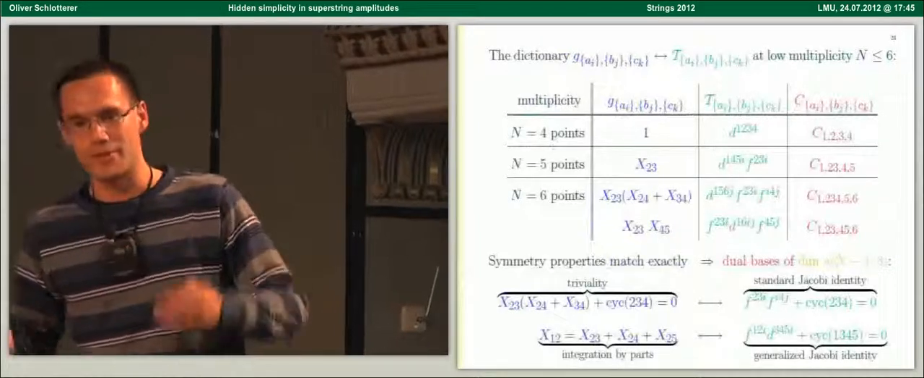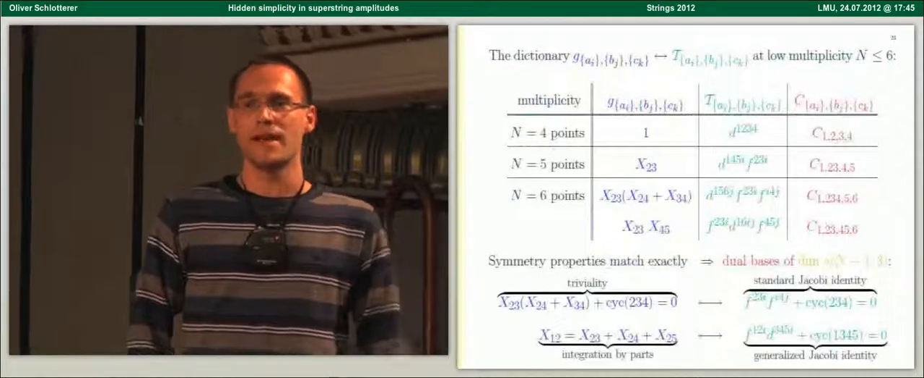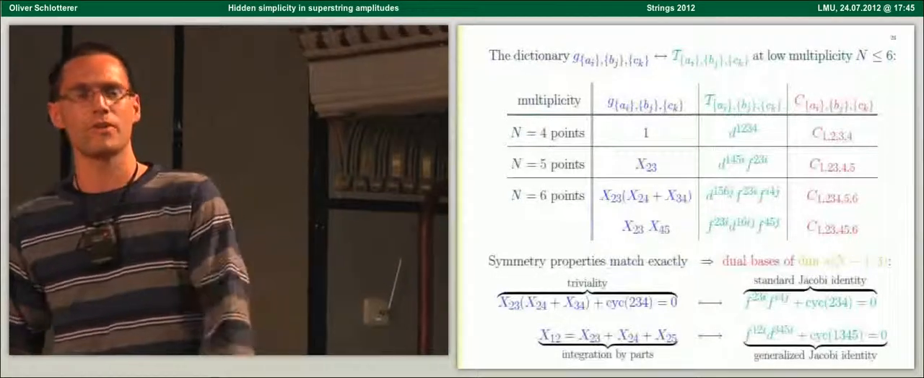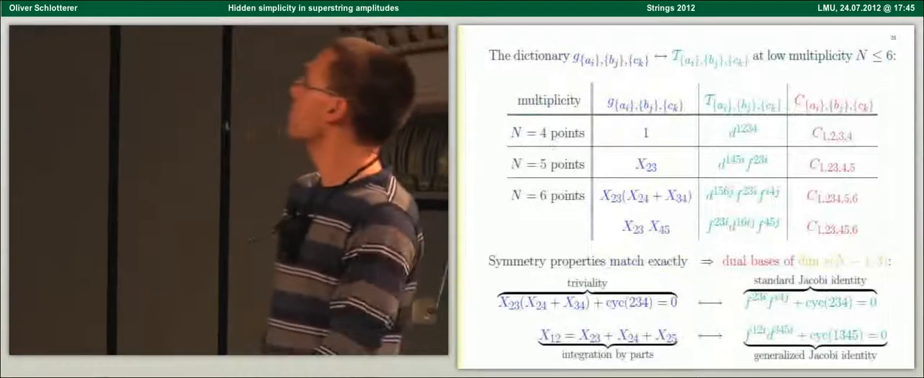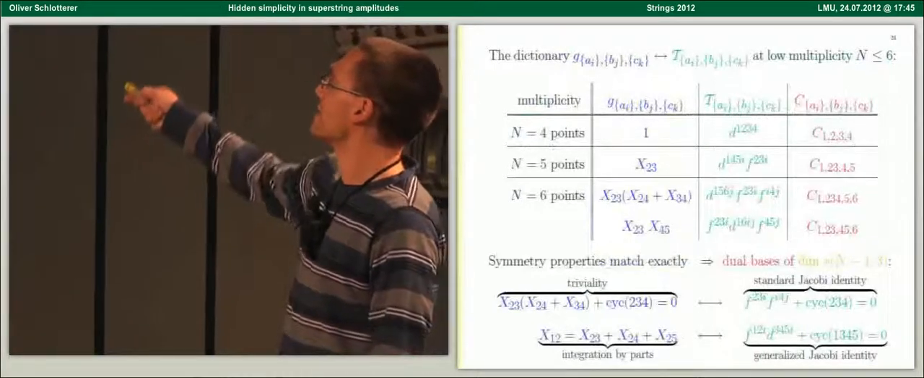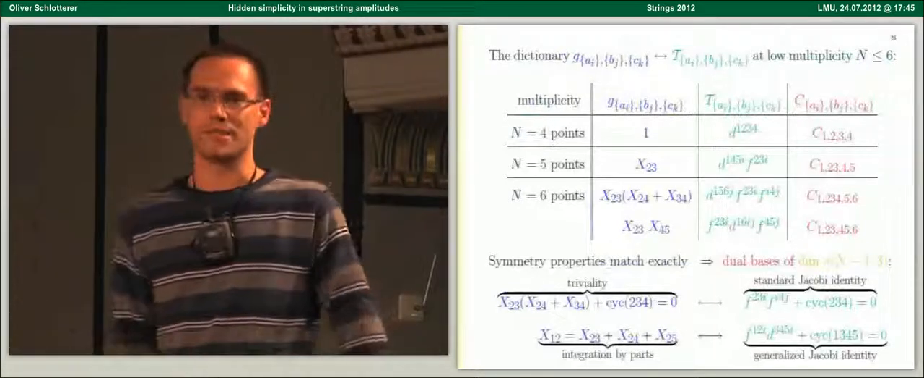Now, you might ask why I try to sell this as a duality. The reason why I'm talking about a duality is that the algebraic structure of the color tensors and the worldsheet functions are the same. Both of them fall into dual bases of dimension Stirling number. And in order to convince you of that, I have chosen 2 examples.